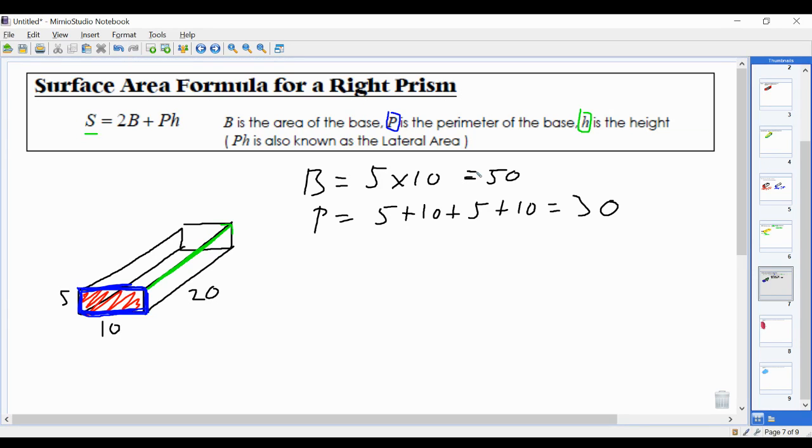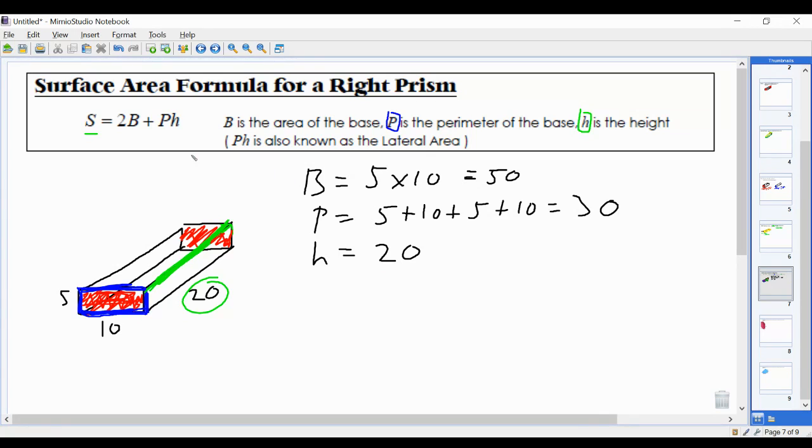Lastly, we need to find the height. The height is the distance from one base to the other. So here's our front base, and here's our back base. And this green line is the distance between them. And we know that that is 20. So our height in this case, very easy. All we have to do is say it's 20.